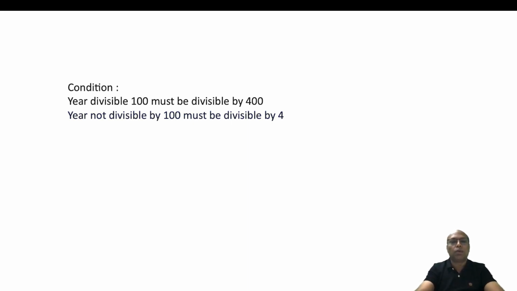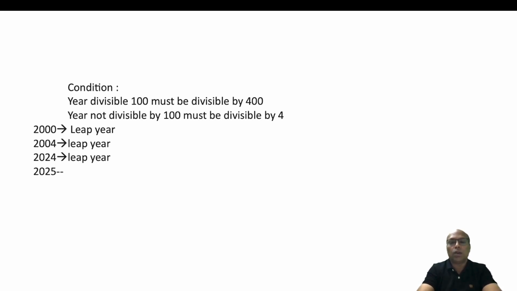You give the input 2000, what output should I get? Leap year. If I give you 2004, it should give me leap year. If I give you 2024, it should give me leap year. If I give you 2025, it should say not a leap year. Okay, and if I give you 1900, it should say not a leap year.